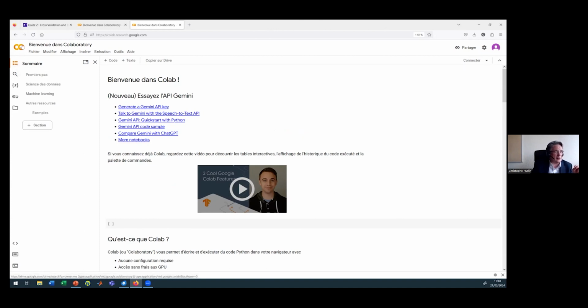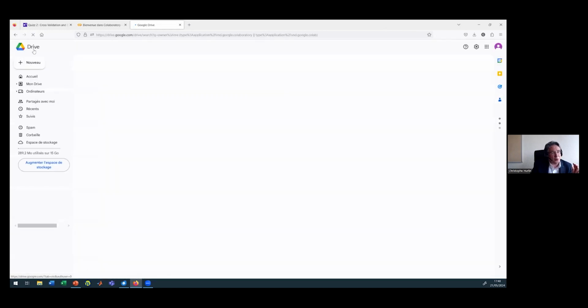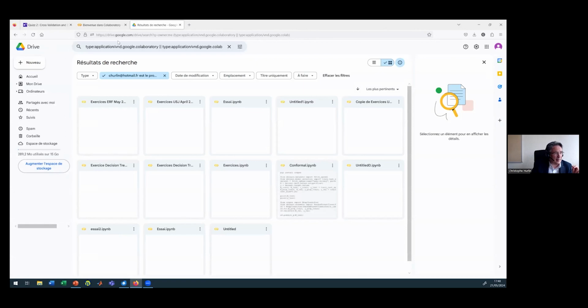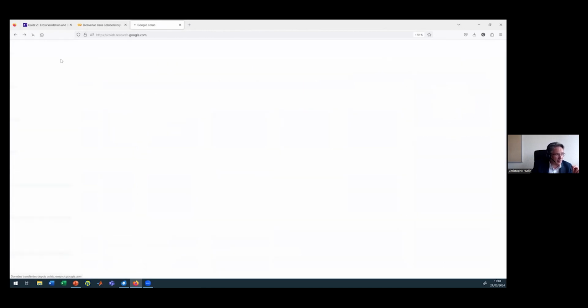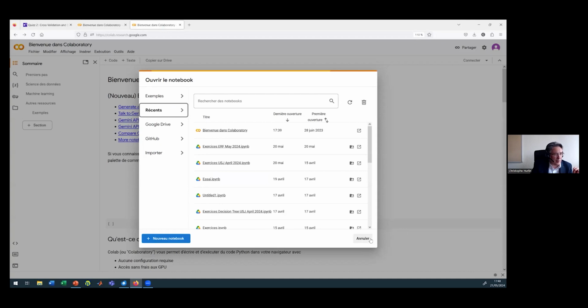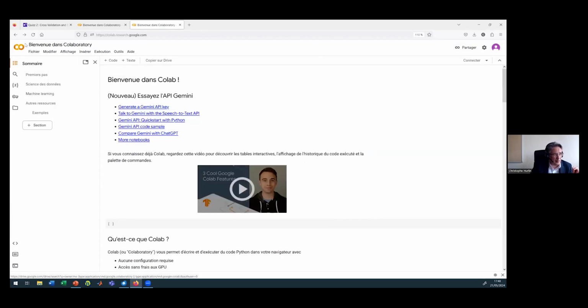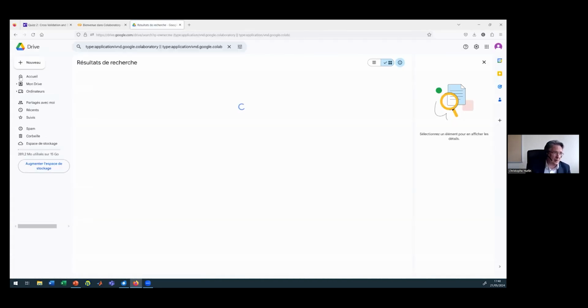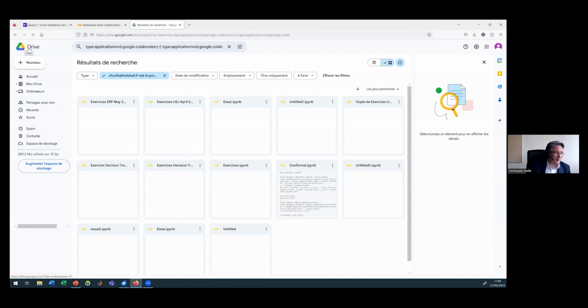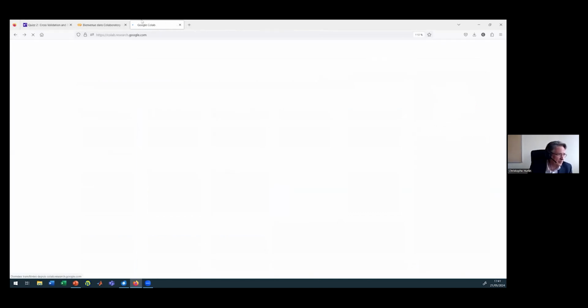The point is that there is a link between Colab and your Google Drive. Here I can switch from Colab to my Google Drive by clicking on the Colab logo on the top left of my screen. So there is a link between Colab and my drive. I can put some files on my drive and then run them with Colab. This is one advantage of Colab.